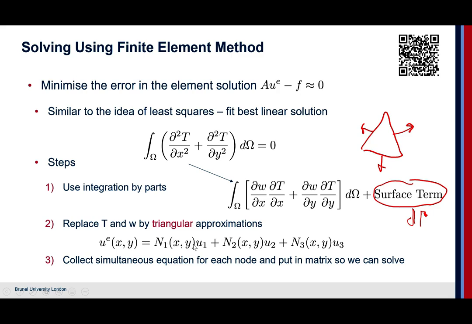Now the functions we're going to use now are a function of three, N1, N2, and N3, and that's because it's actually a triangle function. And then the process of solving is identical. We collect together the simultaneous equations, stick them in a matrix, invert that matrix, and get the solution. So hopefully the process of going through in one dimension is at least giving you most of the basic idea of this.